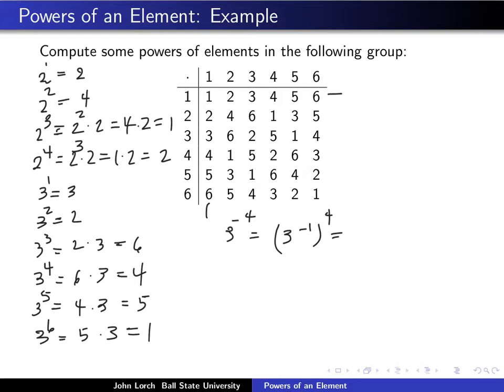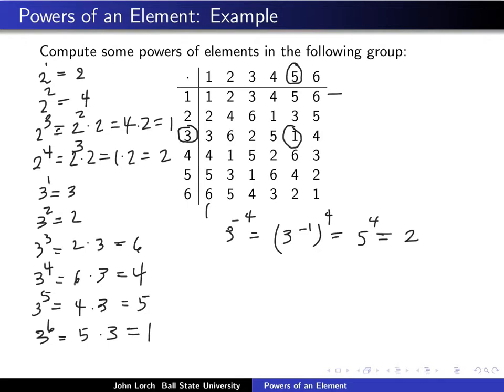Okay, now what is 3 to the minus 1 anyway? Well, that's just the inverse of 3 in this group. So I go here to my row that's headed by 3, and I read across until I see a 1. And then I look up and I see this 5 here. And that tells me that 5 is the inverse of 3. So I'm supposed to compute 5 to the 4th power. And if you do that, just like we did on the left part of this slide, you should wind up with 2.